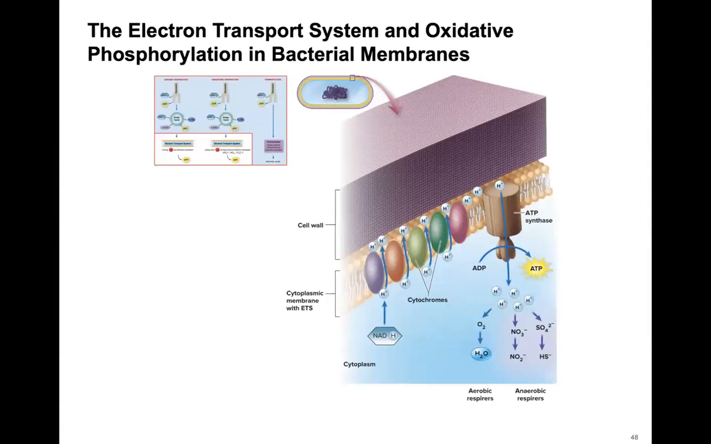So in this figure here, we're looking at the electron transport system and oxidative phosphorylation, which is the process that occurs at the electron transport system. And this is occurring in bacterial membranes. The only membrane in bacteria or prokaryotic cells, remember, is its phospholipid bilayer.